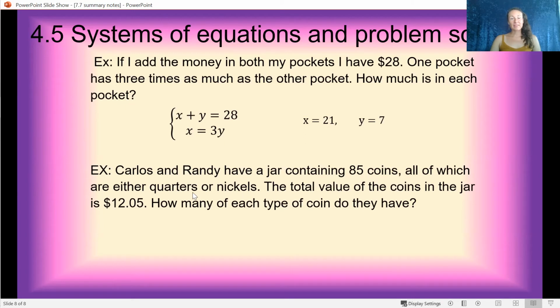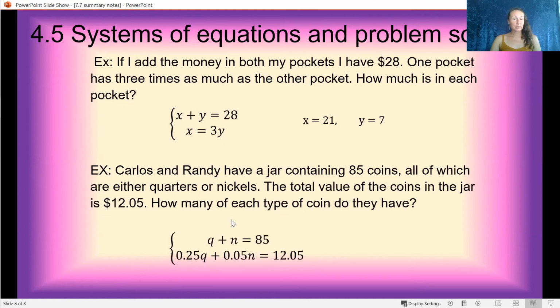But when setting up the second equation, when we said the total value of coins in the jar is $12.05, we have to remember, how would you calculate how much money you have if you have a certain number of quarters and nickels? Well, the quarters are each worth 25 cents. So Q times 0.25 is how much money you have in quarters. And N times 0.05 is how much money you have in nickels. So you add those together and you'll get the total of $12.05.